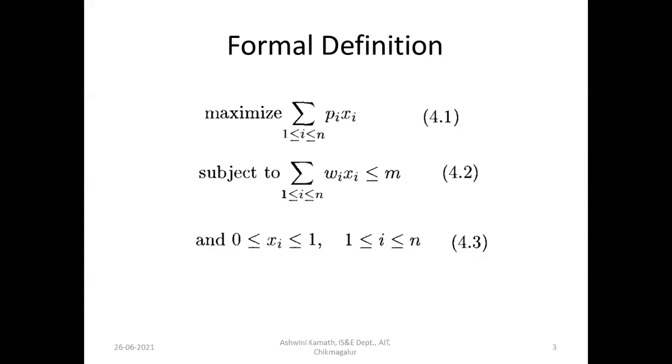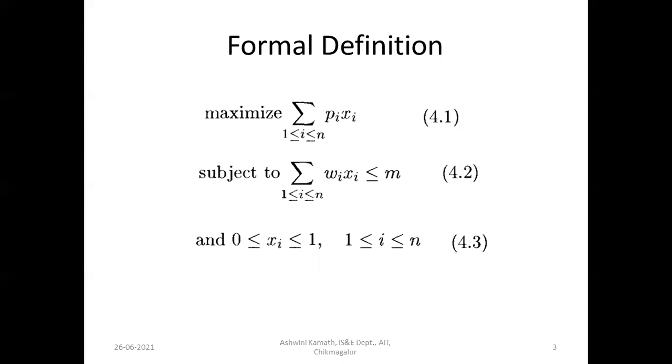And Xi can be greater than or equal to 0 and less than or equal to 1, and i can be greater than or equal to 1 and less than or equal to n. That is, you can put the entire item or you can exclude the entire item. That's why Xi can be greater than or equal to 0 and less than or equal to 1. That is, you can put all the items, or you can select the ones which give you maximum profit.